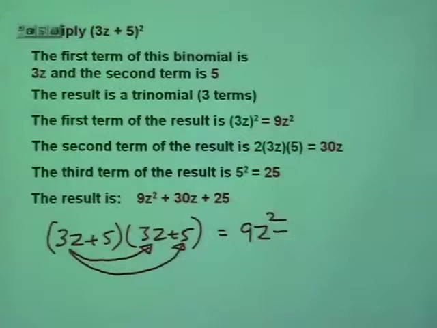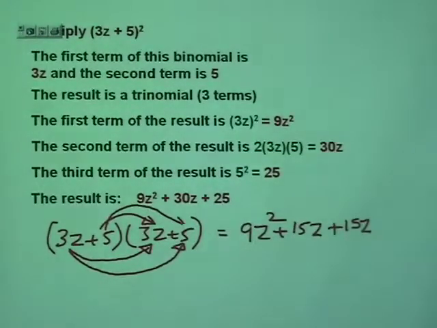That will give me plus 15z. And then we finished multiplying with 3z. Now we go to the plus 5. Plus 5 multiplied by 3z. What is 5 multiplied by 3z? That will be 15z. And now multiply 5 by 5. That will be 25.